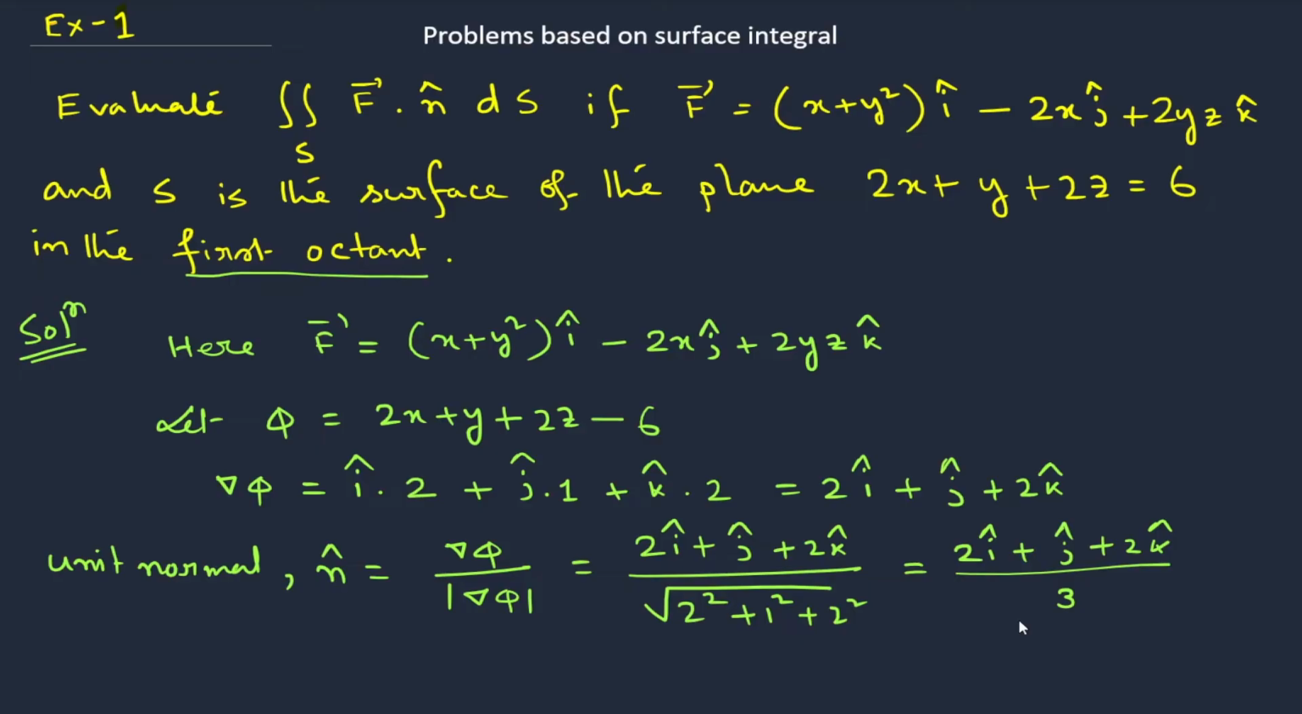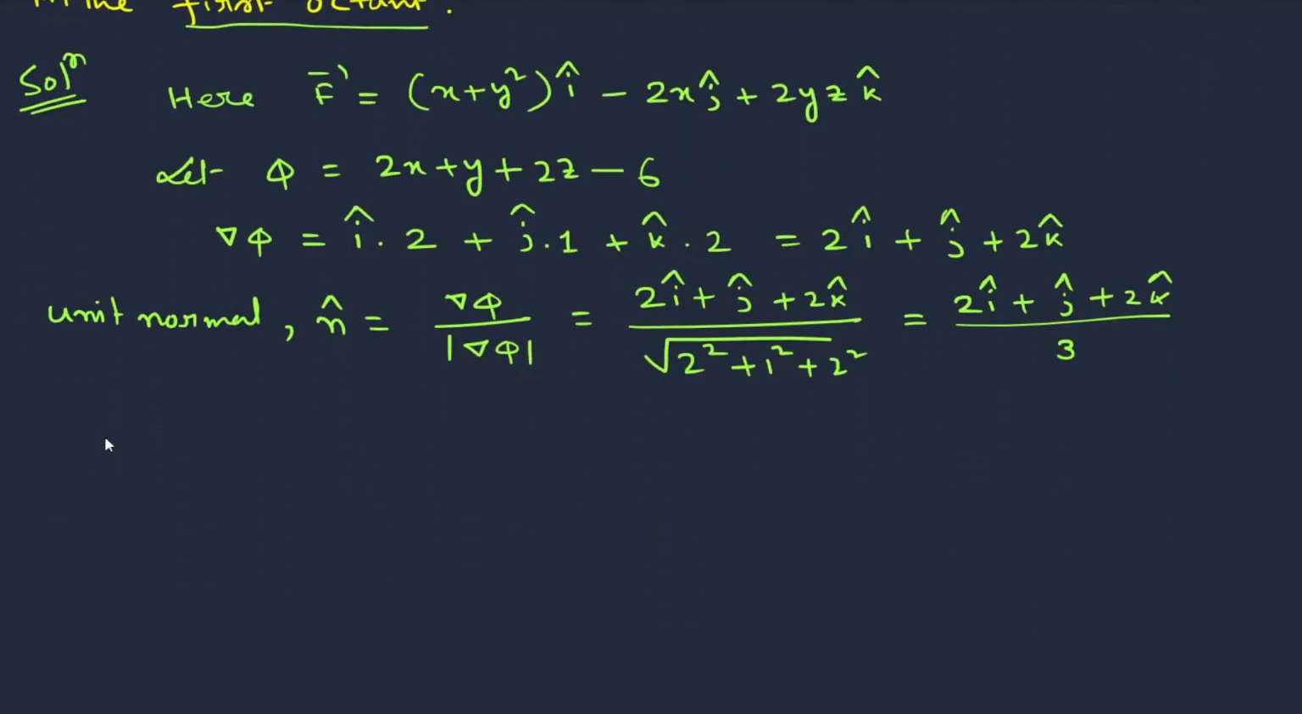After that we have to find F bar dot n cap. F bar is given, this is our F bar and this is our n cap, so we'll take the dot product. If you find the dot product, i cap dot i cap: with i cap, you have 2 by 3, or you can take 1 by 3 common. So we take the dot product of this with 2, and we'll get 2 into x plus y square, that is twice x plus 2y square.